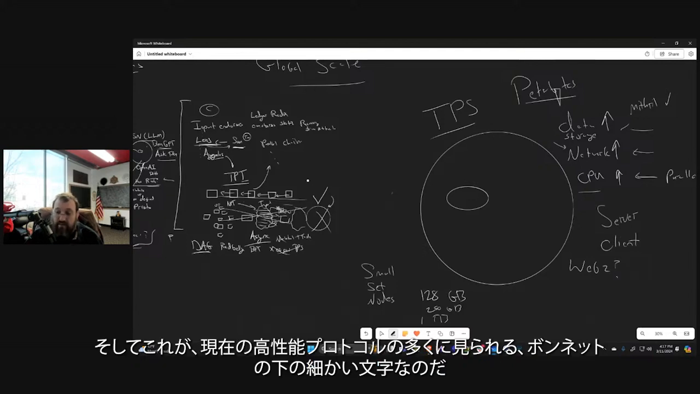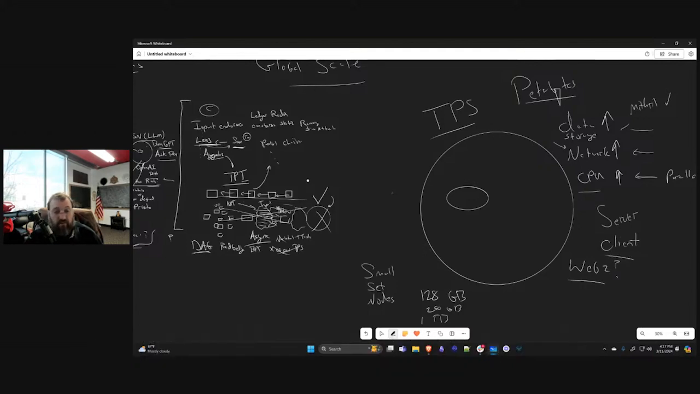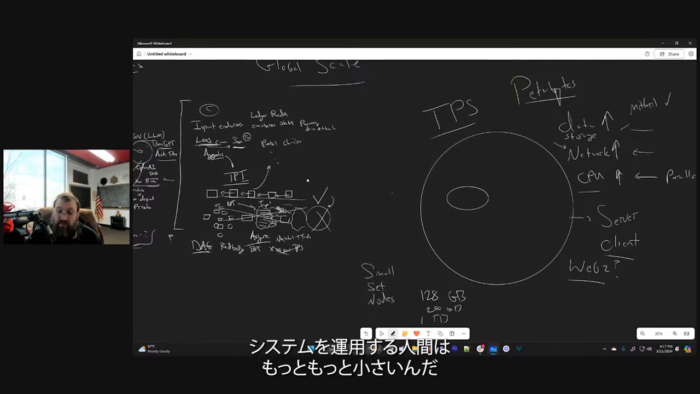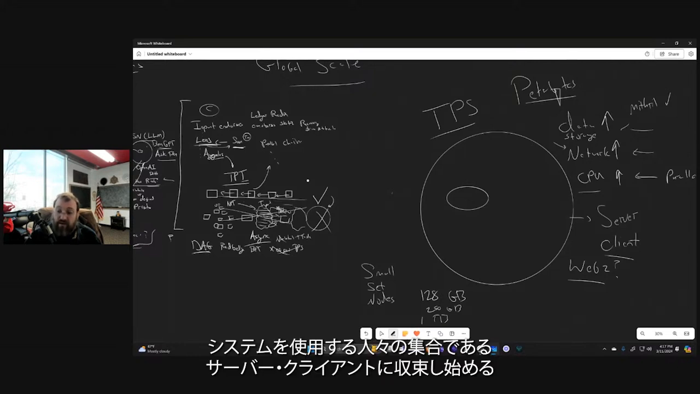Whoa. And that's the fine print on a lot of these current high performance protocols. Under the hood, the set of people that run the system is much, much, much smaller than the set of people that use the system. And you start converging to server client.